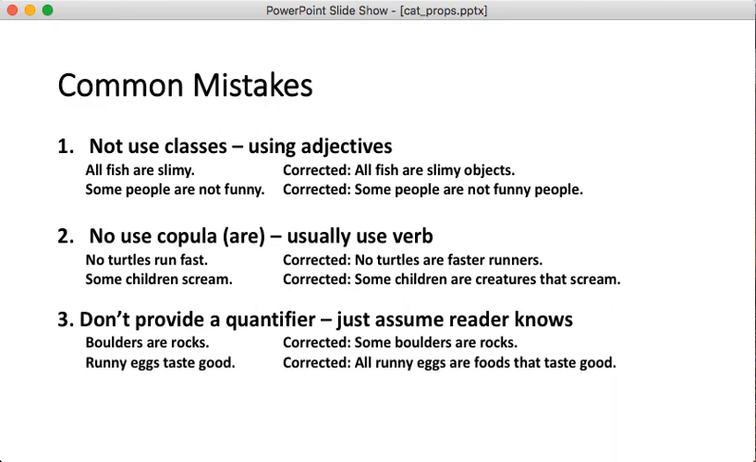And what happens a lot of times is people will make multiple mistakes at once. Runny eggs taste good. Okay, well, how many eggs are we talking about? There's no quantifier. There's no copula. There's no are. And I only see one class, runny eggs. So this one needs to have a quantifier. All runny eggs are what, tasting good? Well, they're foods, so foods that taste good. So we've got to remember, no adjectives. They're all nouns and noun phrases. Make sure you include the copula and include the quantifier. So this should help clarify how to write out these categorical propositions in standard form.